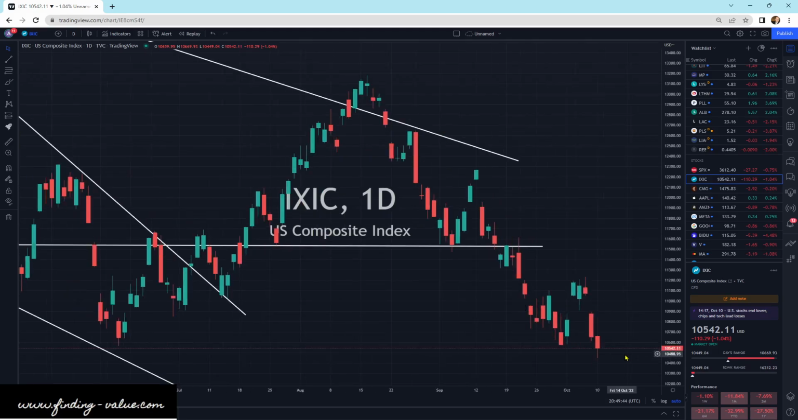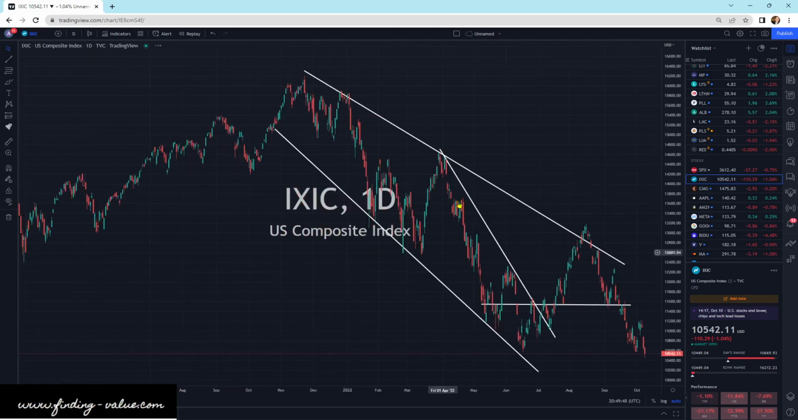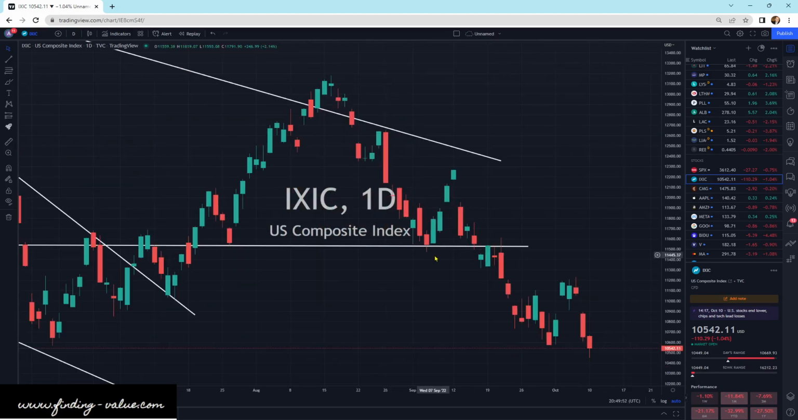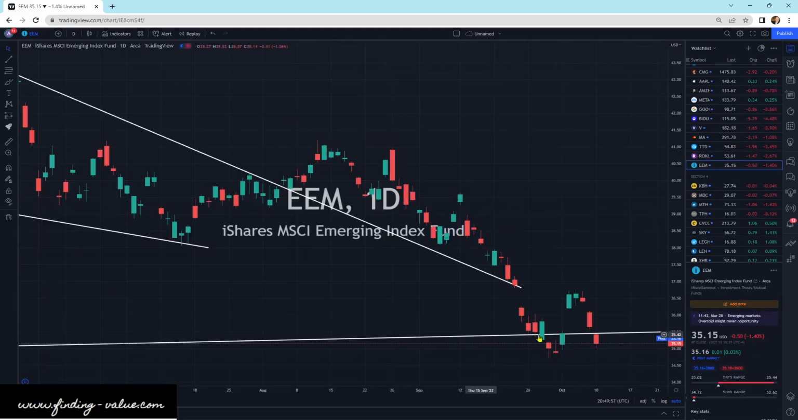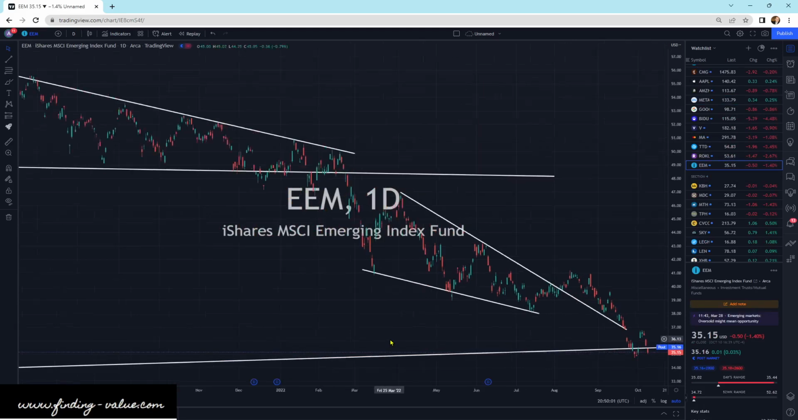NASDAQ, again, a little bit of a wick at the bottom. We'll see what the 10-year and the dollar do. This is really just a derivative of the 10-year yield and the dollar, DXY. EEM right on support. We'll see if that support level holds. Highly depends on what the DXY does.